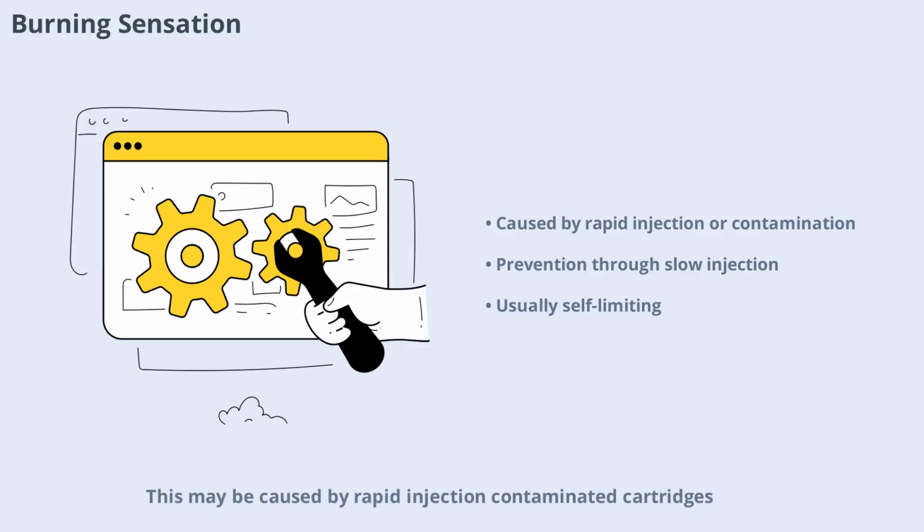This may be caused by rapid injection, contaminated cartridges, high temperature of the solution, or altered pH. To prevent this, inject slowly and ensure cartridges are stored at room temperature. Usually, no treatment is required, as the sensation is transient and resolves on its own.